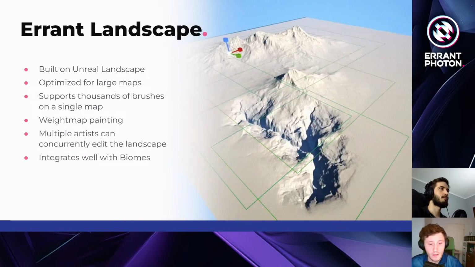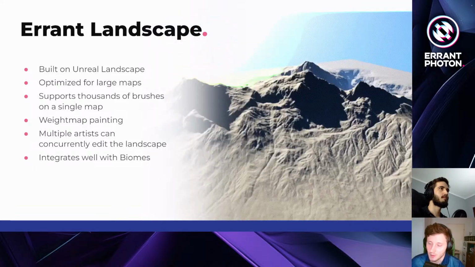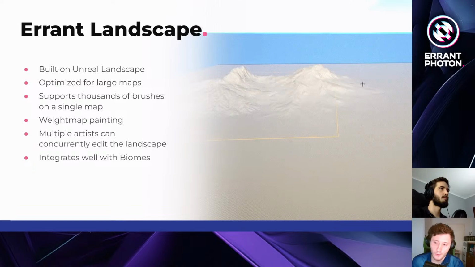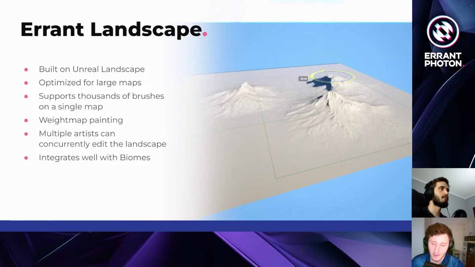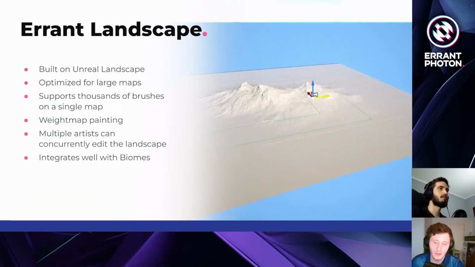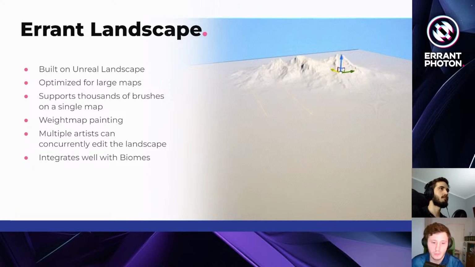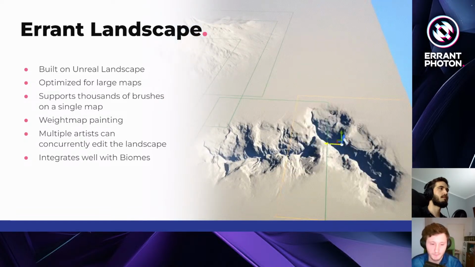The next thing is that multiple artists need to be able to concurrently edit the landscape. This is what we talked about before: when you move a brush on the map, it only modifies the landscape proxies which are underneath. It doesn't touch the rest of the landscape, so that multiple people may be shaping the landscape in different parts of the map at the same time.